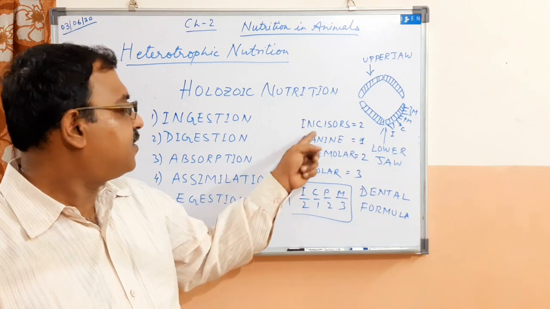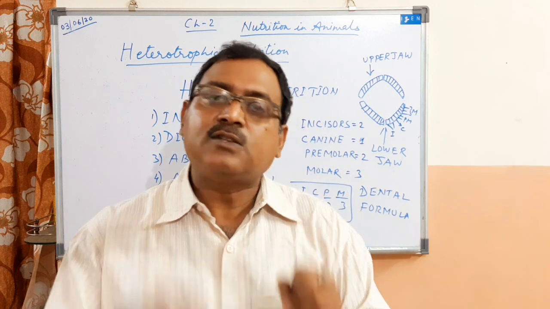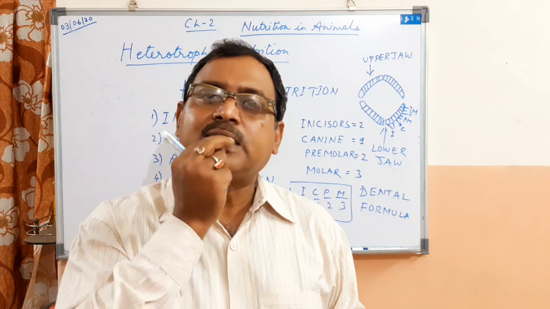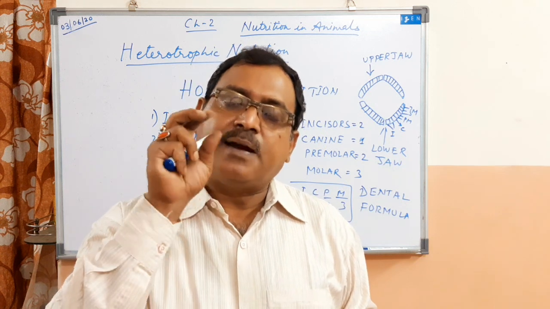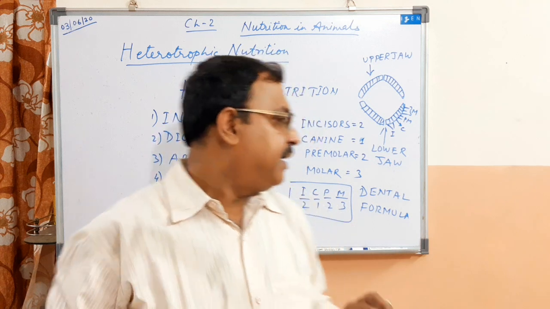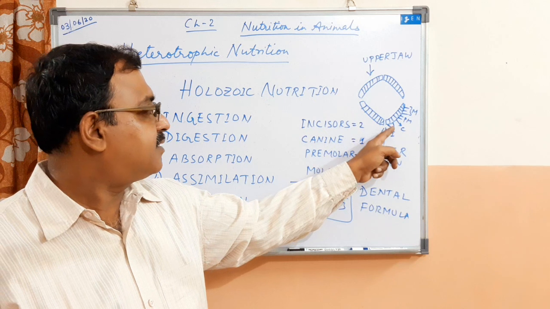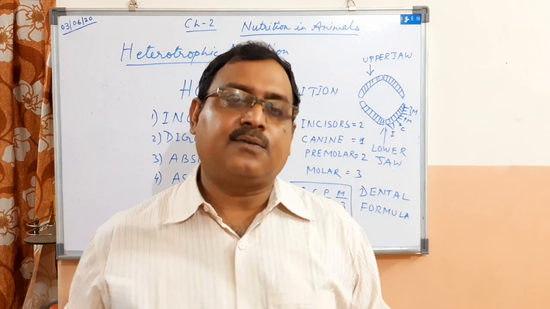Now what is the function of incisor? Incisor helps in biting. Right? As you take in food, you bite. You take a biscuit, you bite, you utilize your incisors, the front teeth. So incisor is mainly meant for biting the food. Next is canine, third one. First 2 are incisors, third one, canine. Canine is used for tearing the food.